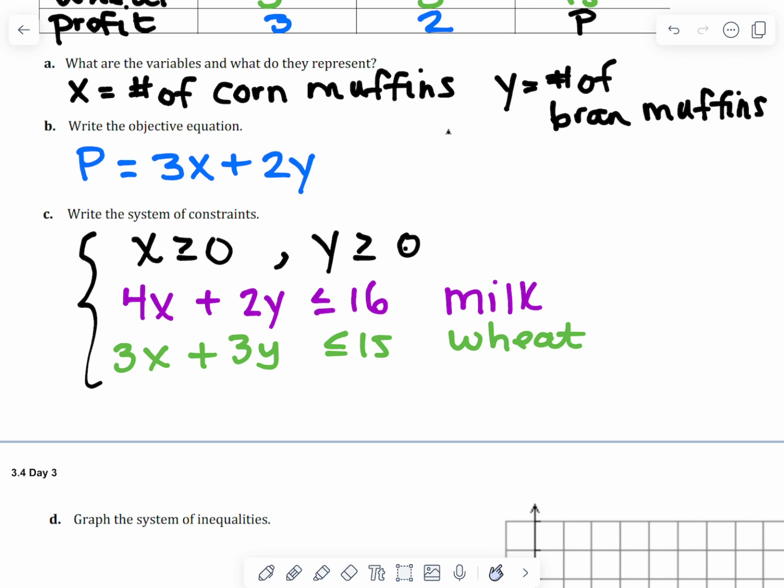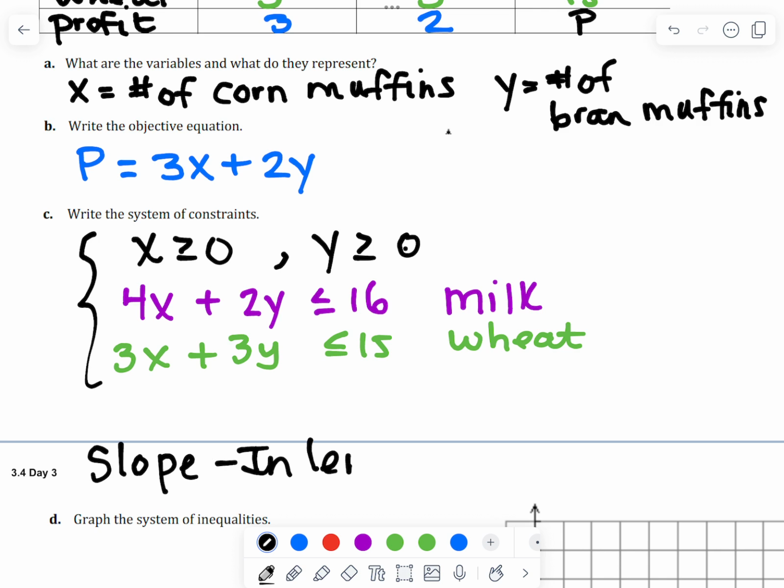Now we're going to graph those inequalities. If you want to stop and type those into the graphing calculator, you need to make sure that they are in slope-intercept form, y equals mx plus b.